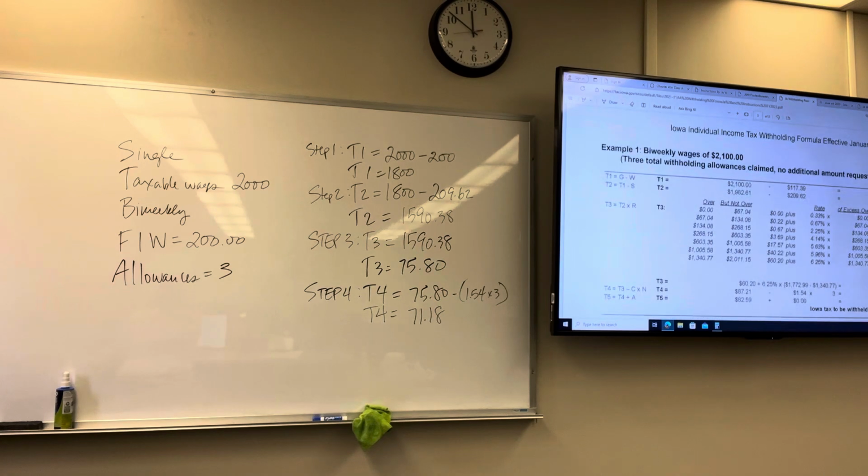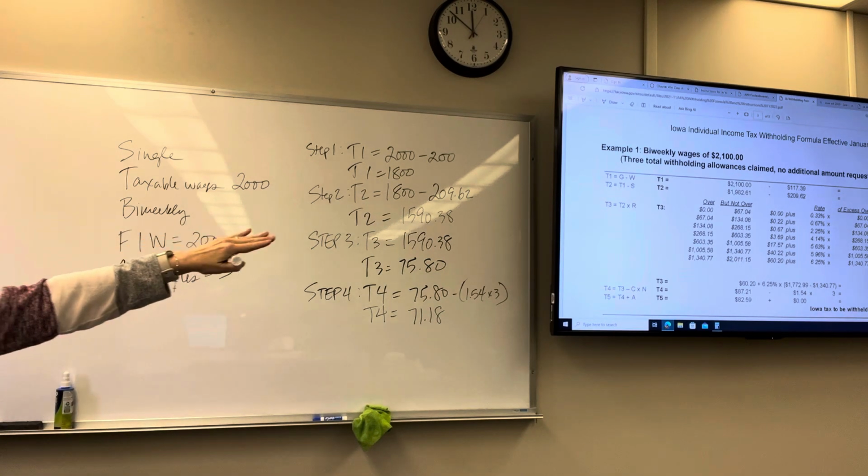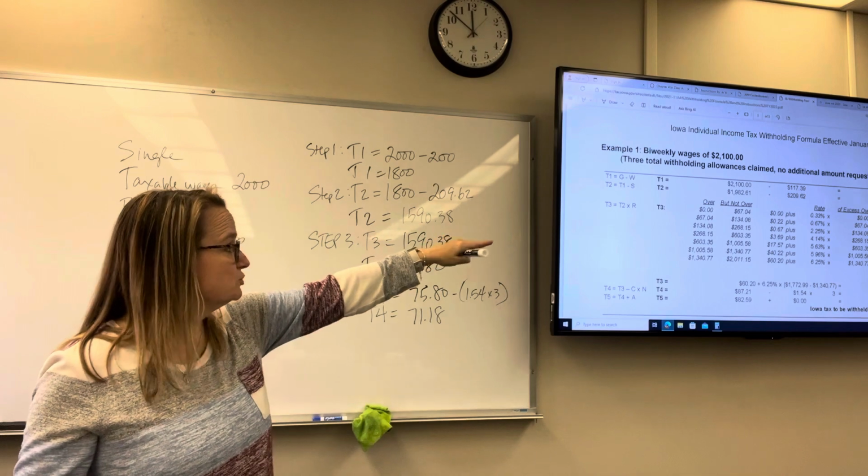So they've got some examples here. So how did they do this? Okay, so T1, let's look at this. Biweekly wages of $2,100, 3 withholding allowances. Okay, so that's very close to what we have here. So they've got 2,100 minus 117.39. So their federal income tax withholding was 117.39.